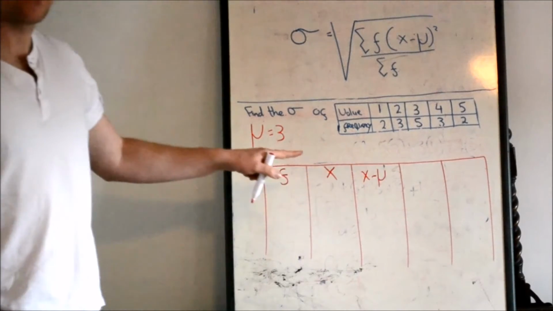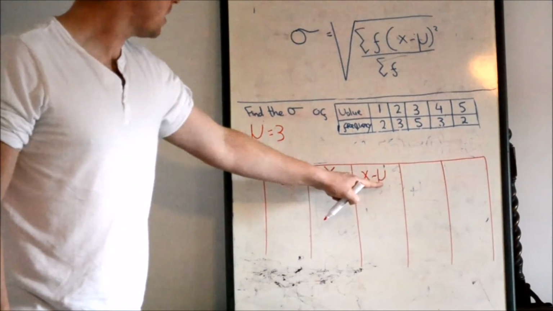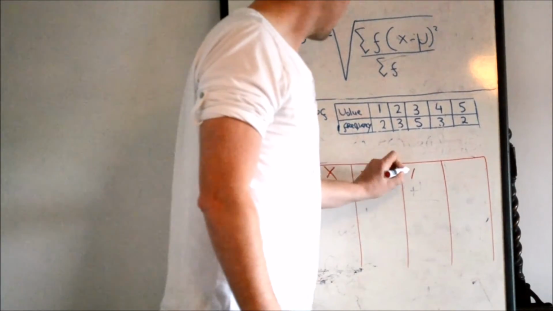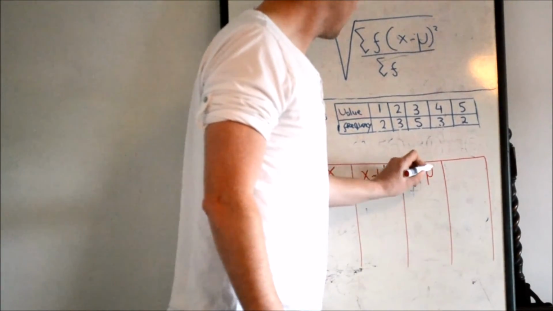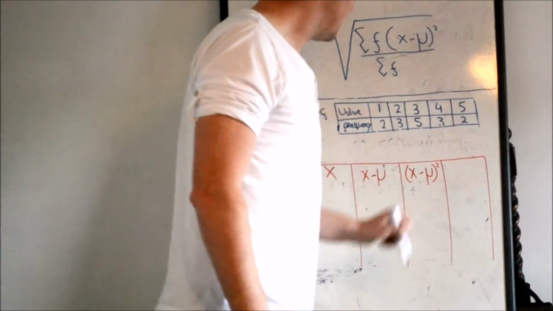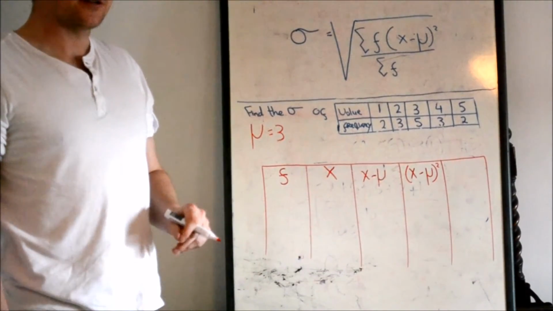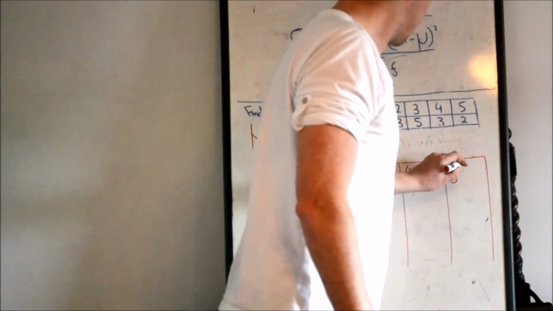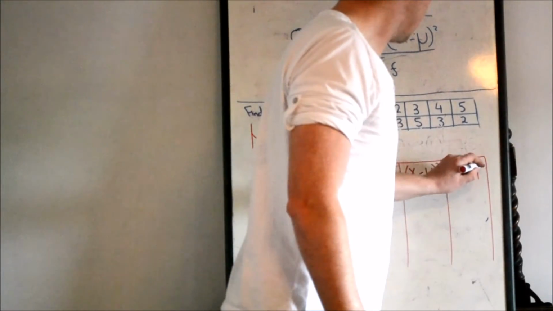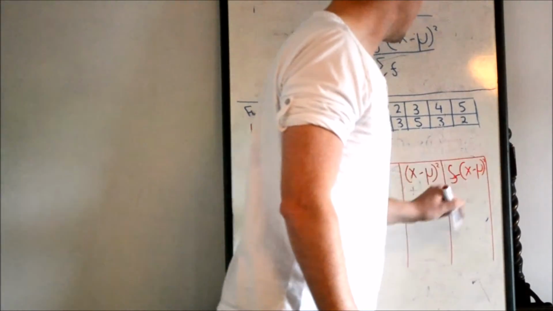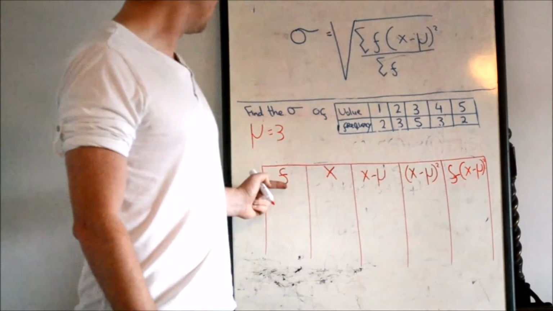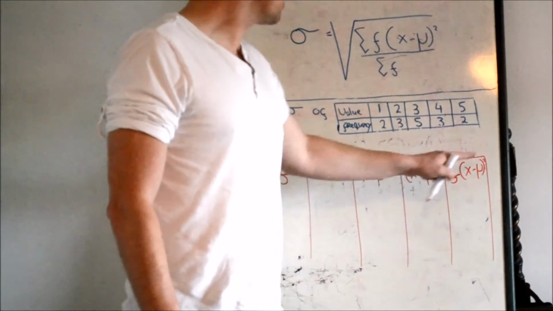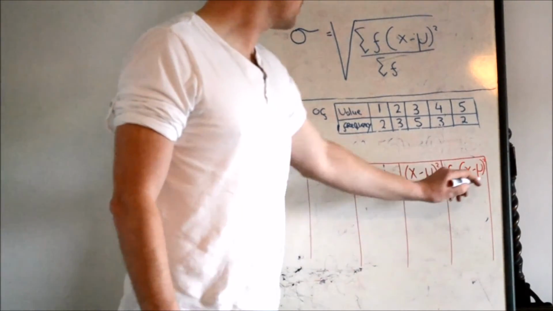We've seen this before. The value minus the mean. The value minus the mean squared. The very last one. The frequency multiplied by basically this number, which is the value minus the mean squared. Okay.